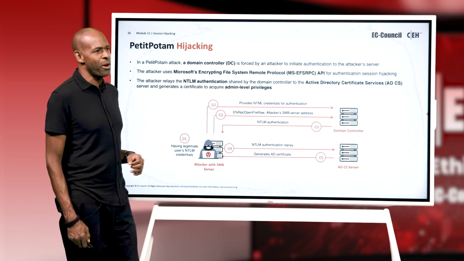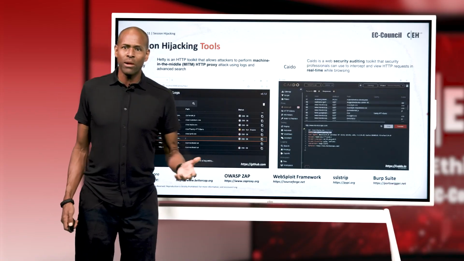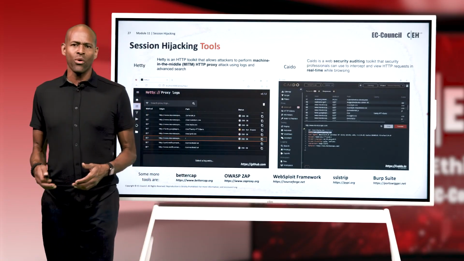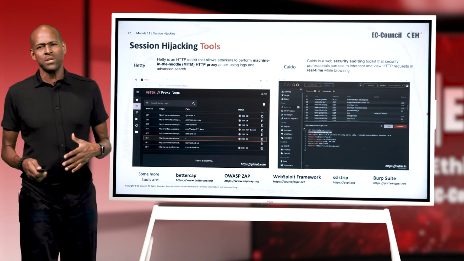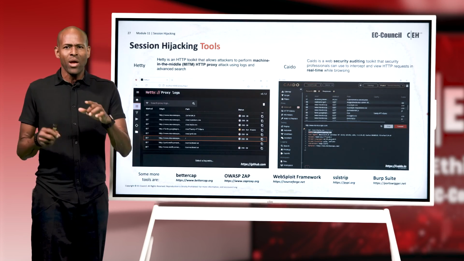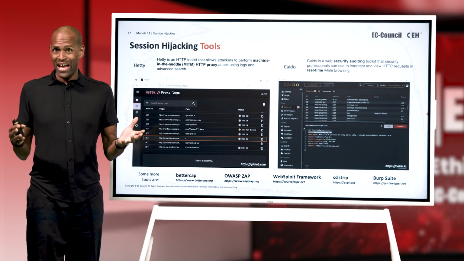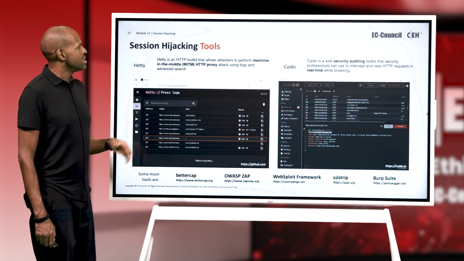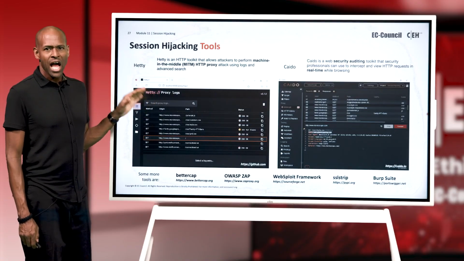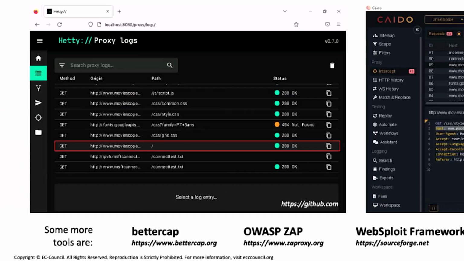So that's petty totem hijacking. Now, what about tools? Because like I was saying before, we don't do these types of hijacks just by watching packets go. They go by too fast. There are too many of them. So what we want is session hijacking tools. Hetty is one of them, and it does nice machine in the middle hijack. Very nice. This gets updated fairly often. It's a nice tool. Another one is Kaido.